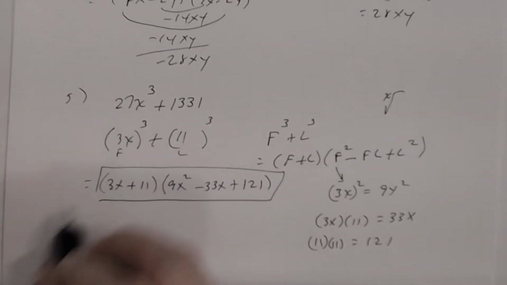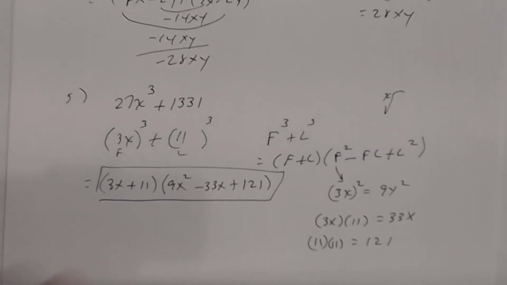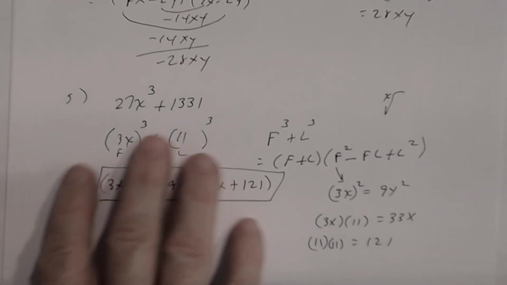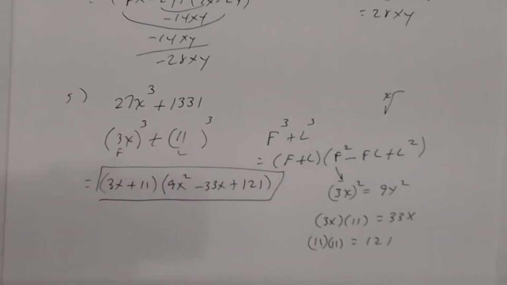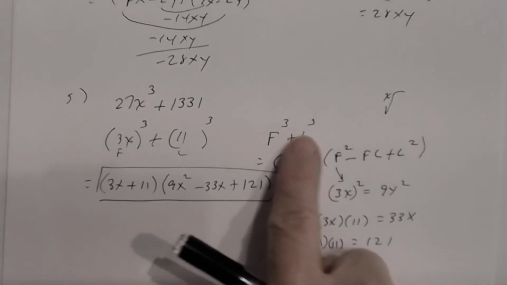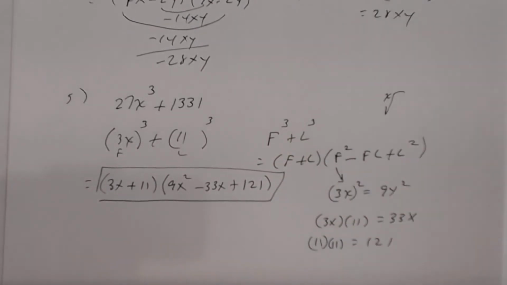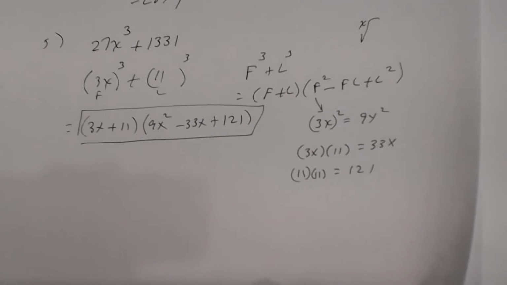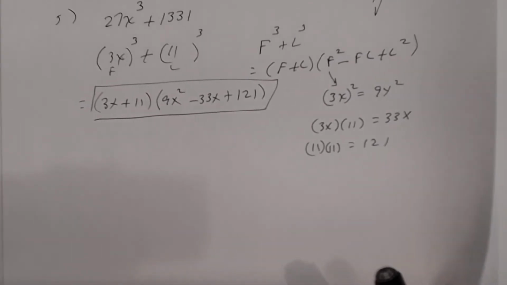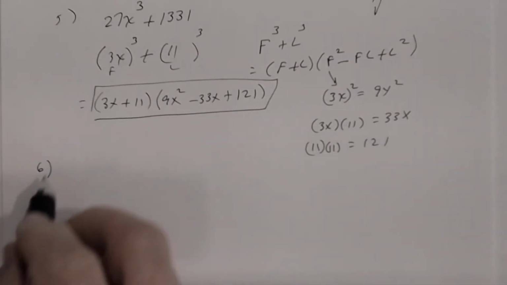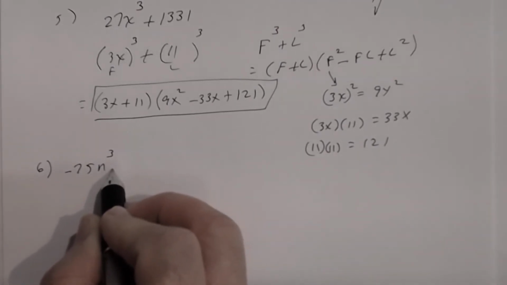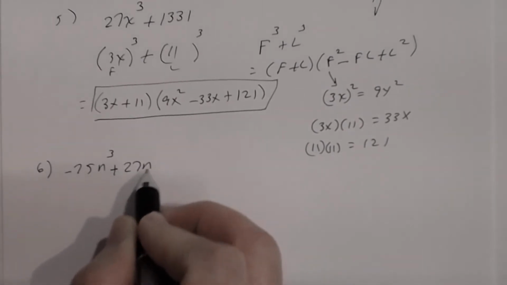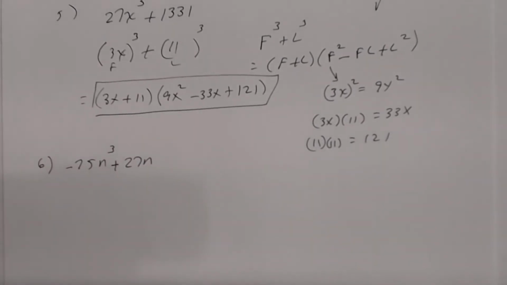You're done. Now again, you may need to go back and review the previous lessons that dealt with the sum of 2 cubes and the difference of 2 cubes, and you'll see where we talked about that idea. Okay, so that was number 5. Let's look at number 6. All right, in number 6, we have negative 75n cubed plus 27n.